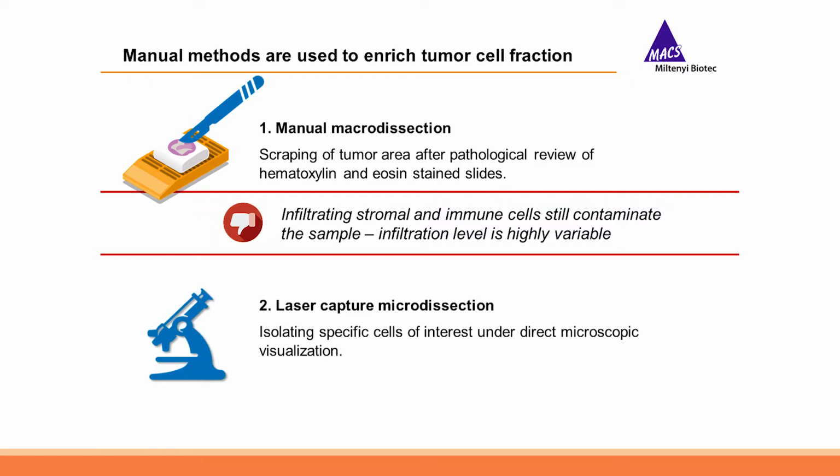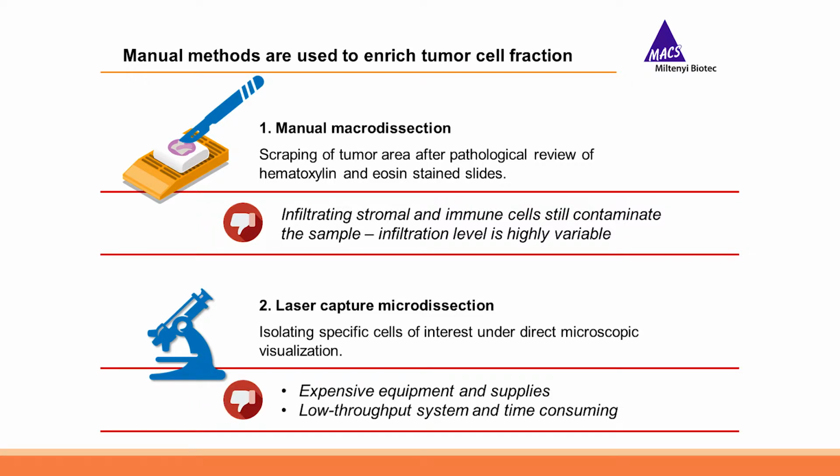Another method is laser capture microdissection. Here also you work with stained slides under the microscope, and with the help of a laser you can isolate single cells or cell subsets, but these machines are very expensive. You need expensive equipment and supplies, very well-trained staff, and it's a low-throughput system that is very time consuming. What if you could simply digest your FFPE material and isolate your cells of interest?